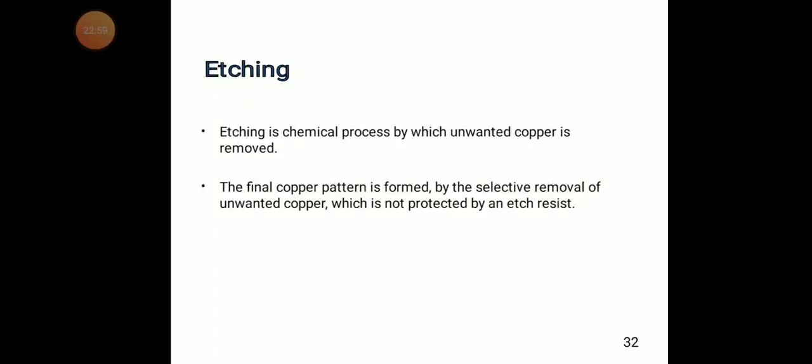We already discussed the etching. You know what the etching is? Etching is a chemical process by which unwanted copper is removed. We already discussed it. Once again we try to get the etching. The final copper pattern is formed by the selective removal of unwanted copper, which is not protected by an etch resist.